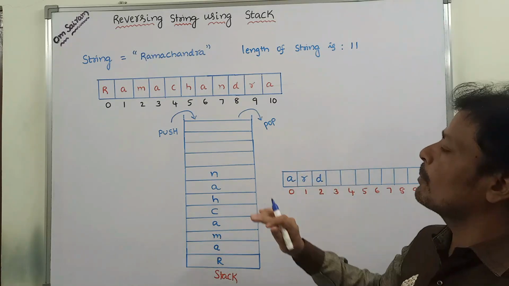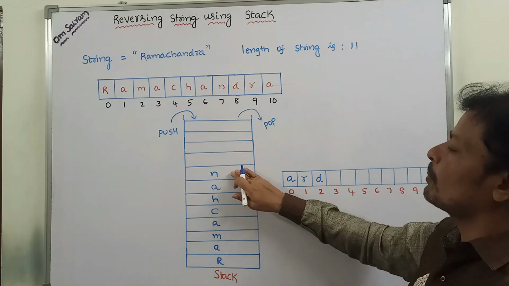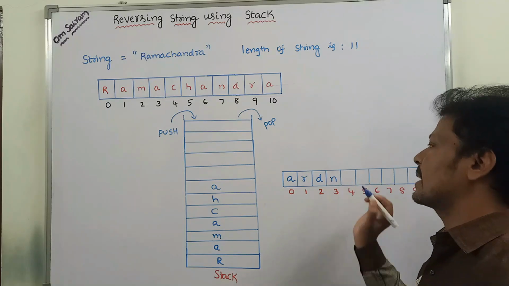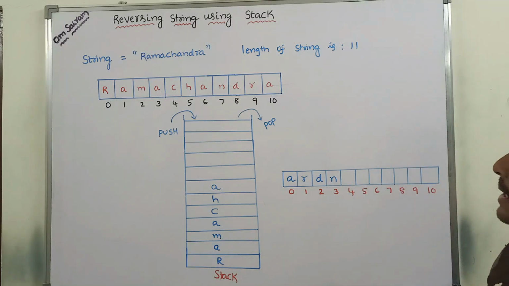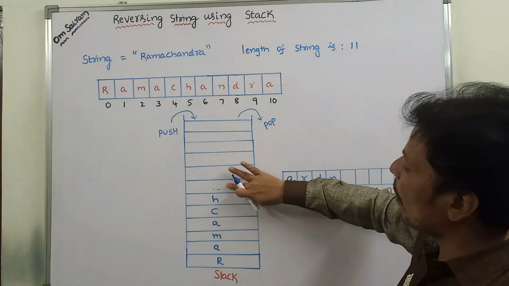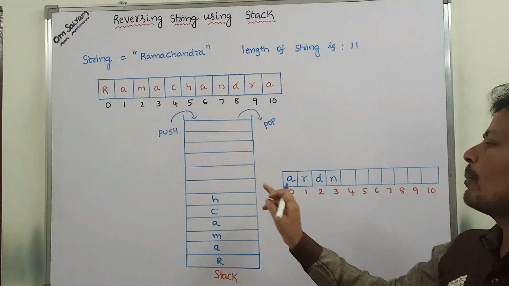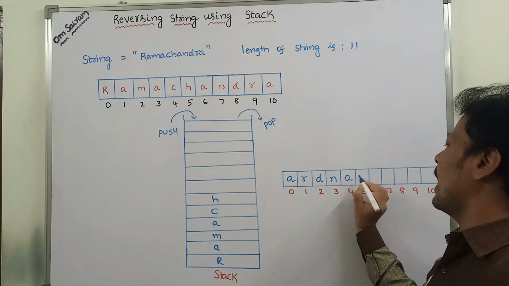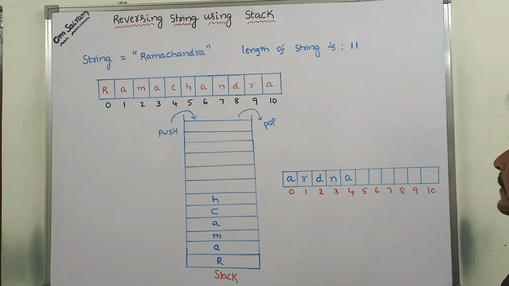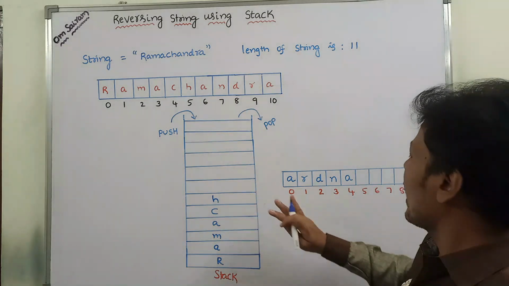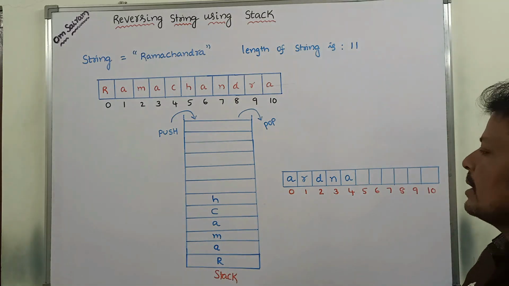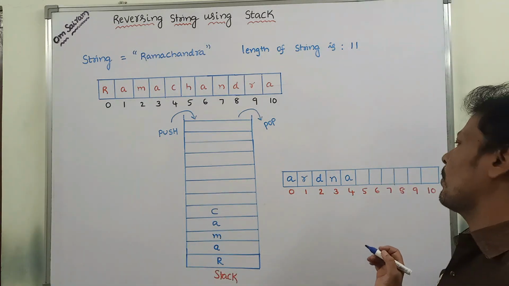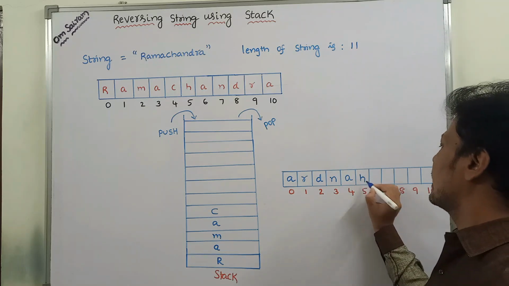Again, we perform the pop operation. We pop the topmost element in the stack and it is stored at index 3. Next, again we perform the pop operation and pop the topmost element A from the top of the stack and it is stored at index 4. Next, again we perform the pop operation. So we pop the topmost element H from the top of the stack and it is stored at index 5.